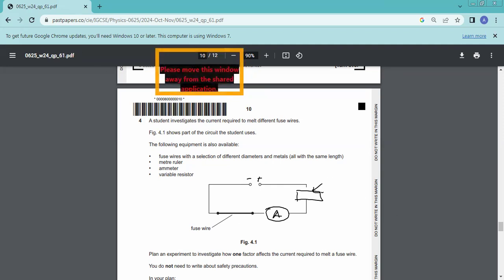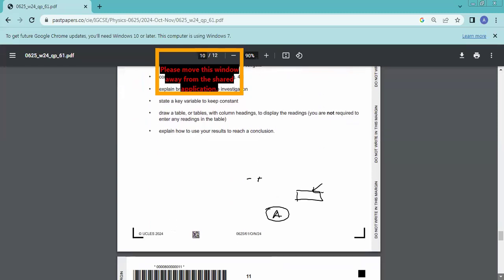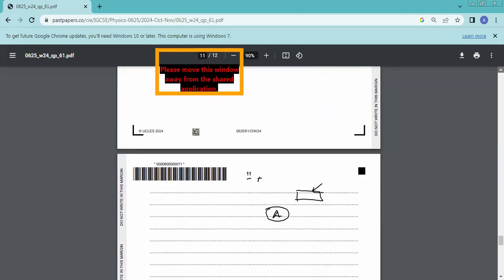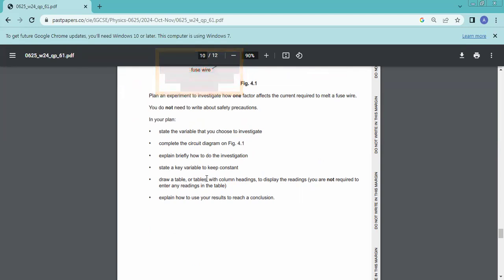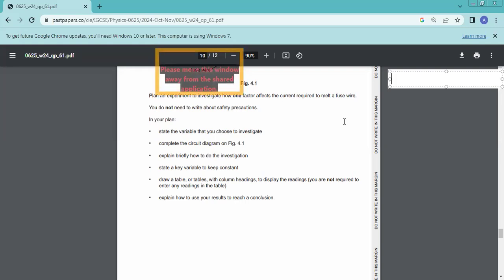Next, we are moving on to this one. Now explain briefly how to do the investigation. How will we do this investigation? The investigation process says that a fuse wire with a specific diameter is selected and placed in the circuit. So we are going to talk about this in detail. The first step is to take the fuse wire and place it in the circuit.